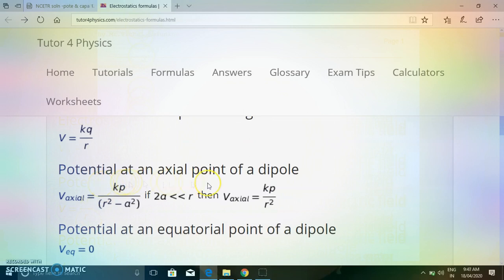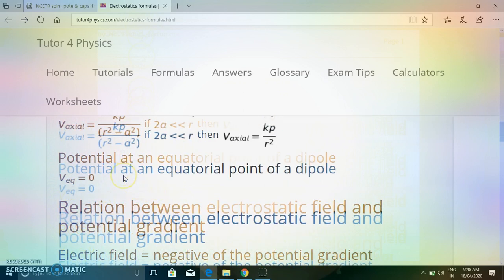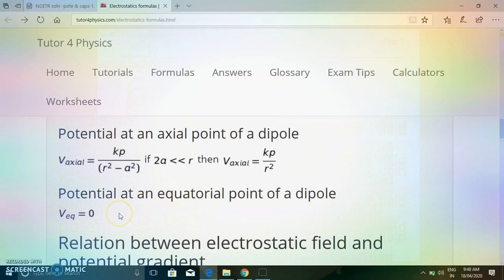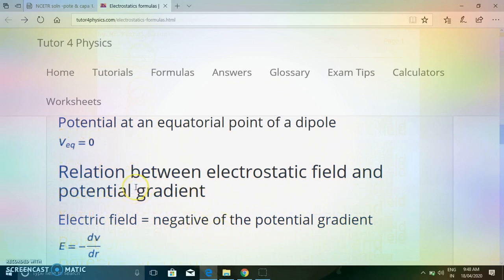But the potential at an axial point of the dipole is V axial equal to Kp upon R square minus A square. Here once again K is nothing but 1 upon 4 pi epsilon naught. If 2A is very small compared to R, where R is the distance between the center and that point, that is R is greater than the length of the dipole 2A, then V axial is Kp upon R square. And we know that the electric potential at an equatorial point is always 0. Then the next point we have done in expressions is the relation between electrostatic field and potential gradient.